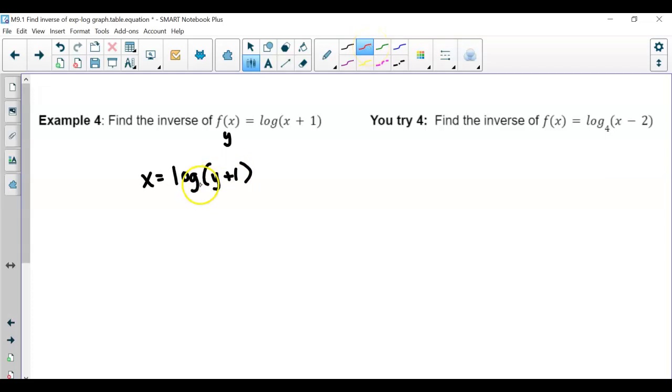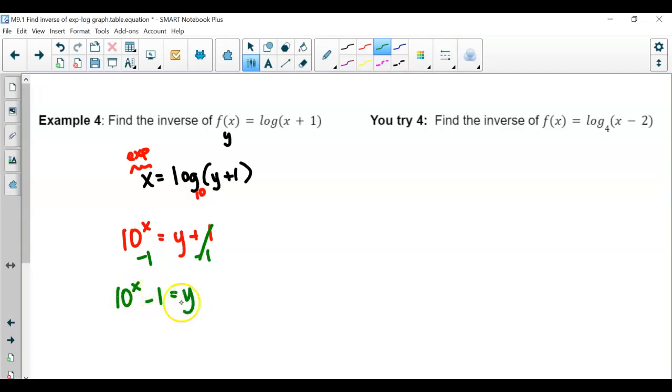Well, keep in mind, if there's no base here, this is a common log, so it's understood to have a base of 10. So to write the exponential, I've got base 10 to the x power, right? Because remember, your equation's always equal to the exponent, which is equal to y plus 1. Now we can solve for y. Well, if we're adding 1 to it, subtract 1 from both sides. And you've got 10 to the x minus 1 is equal to y. This is the inverse function of this logarithm here.